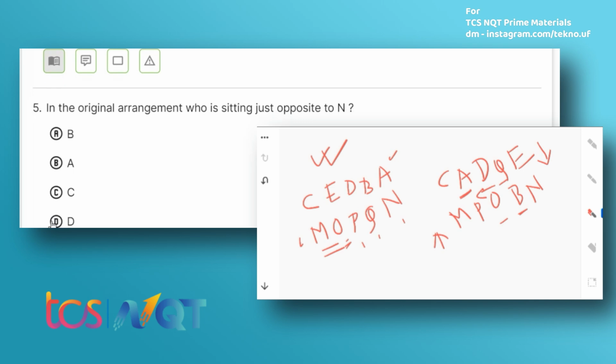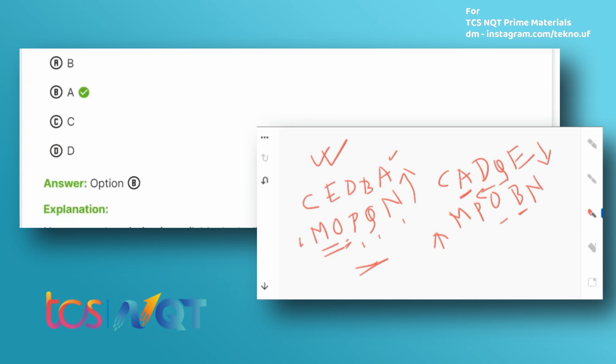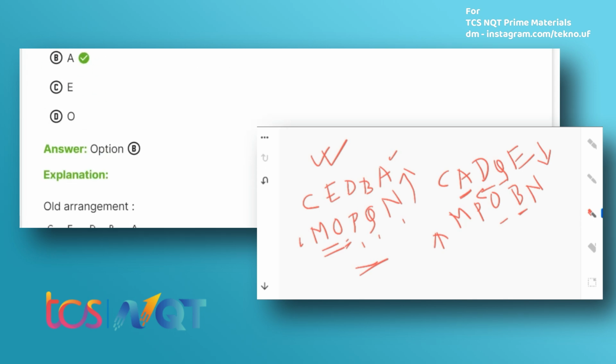Okay. So let me go to the next question. That is, in the original arrangement, who is sitting just opposite to N? So this is the original arrangement. So opposite to N is A, right? So the correct answer will be A. So I hope your answers are also okay.